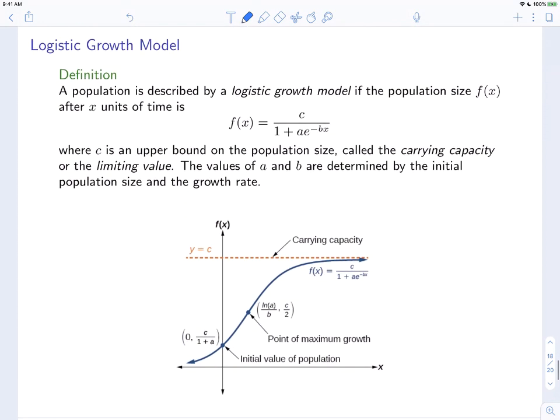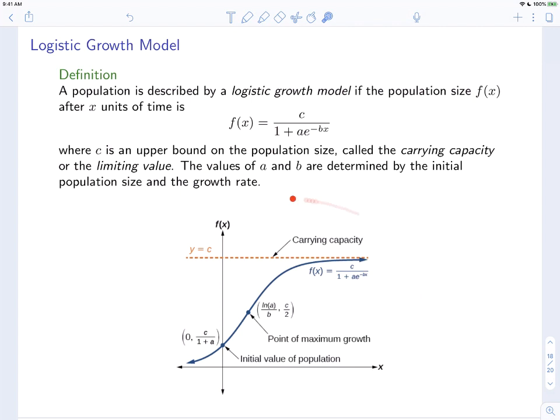The final model that we'll look at is known as the logistic growth model. A population is described by a logistic growth model if the population size f at x after x units of time is given by a formula like this. F at x equals c divided by 1 plus a times e to the minus bx. C is a constant. It's an upper bound on the population size, which is called the carrying capacity or the limiting value. The values of a and b are constants that are determined by the initial population size and the growth rate, although they aren't equal to these things.